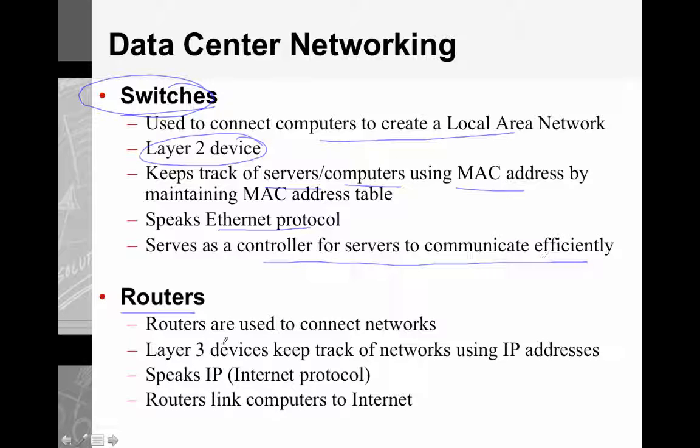Then you have routers. Routers are used to connect networks. So you have a bunch of networks and you need to connect these networks together, and that's where the routers come in. Routers are layer 3 devices, so they operate on layer 3, which means they operate at the IP layer. So now they are actually talking the layer 3 protocol, which is the IP protocol. And the routers are typically used to connect computers to the internet. You may have routers within the data center, but then you also have one router or a couple of routers that'll connect you to the internet itself. So that's switches and routers.